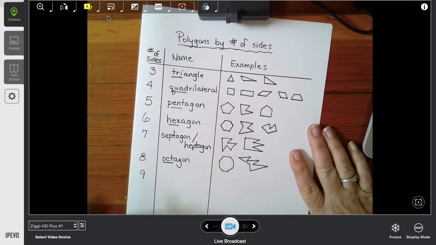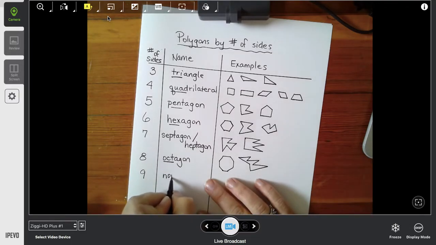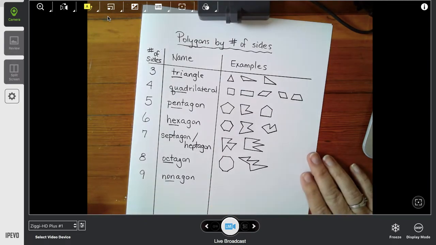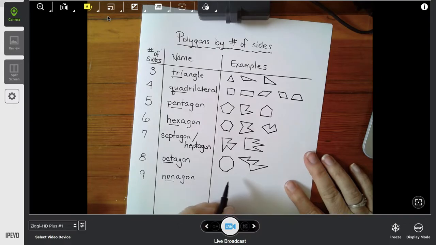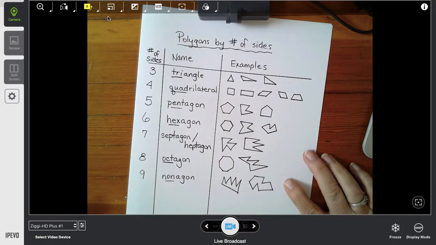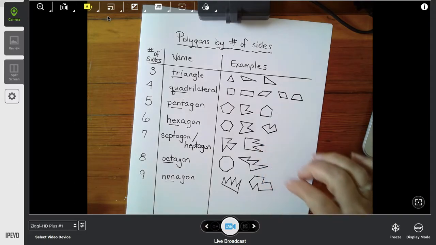A 9-sided figure is called a nonagon. This one's getting tougher to draw. 1, 2, 3, 4, 5, 6, 7, 8. 9 is a nonagon. That's a nonagon. They get very odd shapes, don't they?